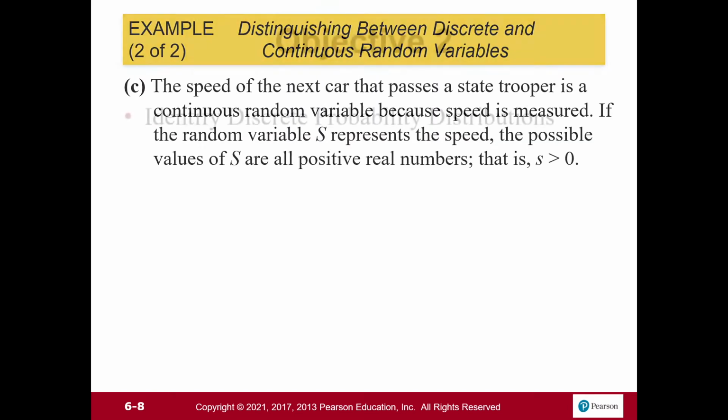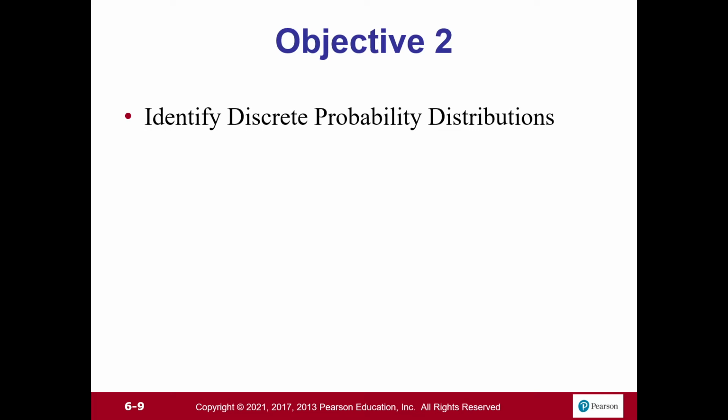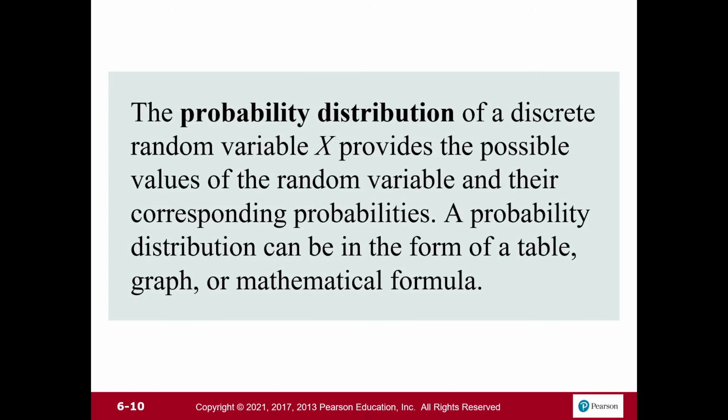All right, so objective 2 is to identify discrete probability distributions. So the probability distribution of a discrete random variable X provides the possible values of the random variable and their corresponding probabilities. A probability distribution can be in the form of a table, graph, or mathematical formula.